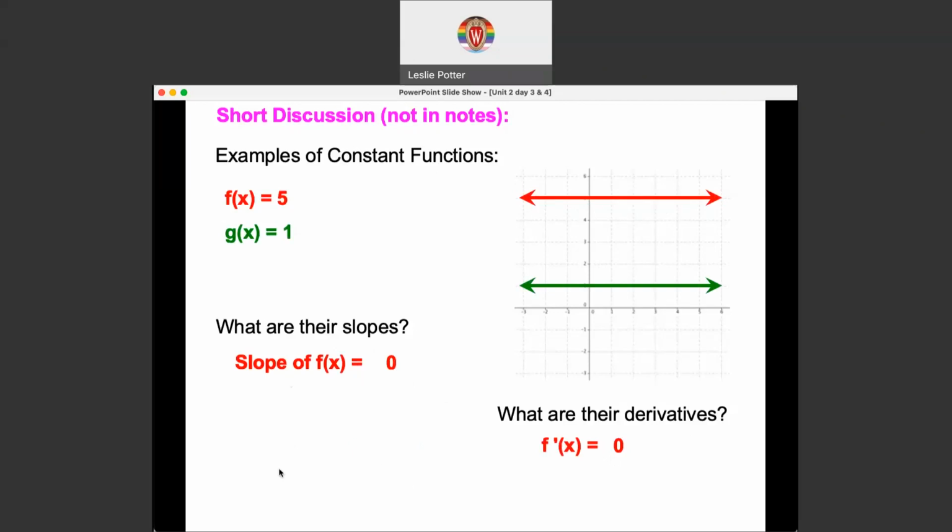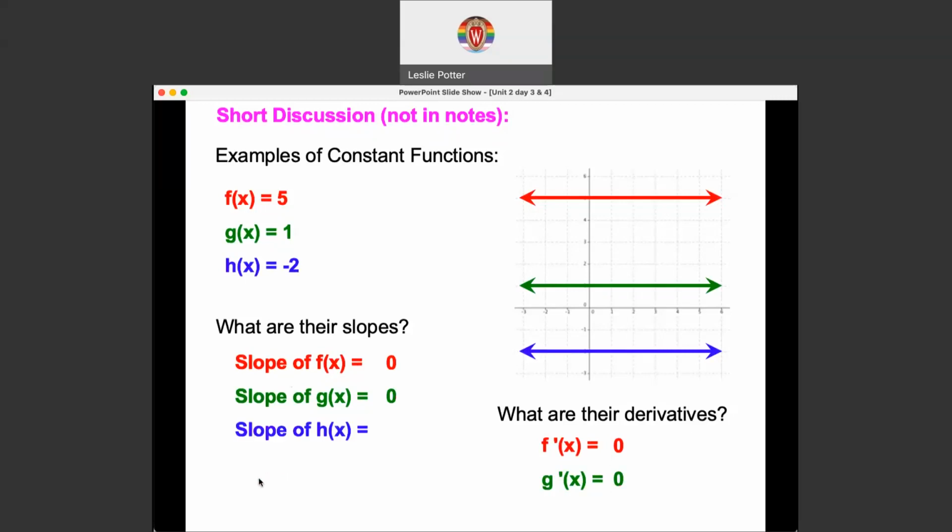Let's try another one. g of x equals 1. What's its slope? 0. What's its derivative? 0. Where? Everywhere. h of x equals -2. What's its slope? 0. What's its derivative? 0. Where? Everywhere. So a couple of things come out of this. If I have a constant function, its slope is, answer that question, 0. Where? Everywhere. So its derivative is 0. Where? Everywhere. So that's kind of cool.